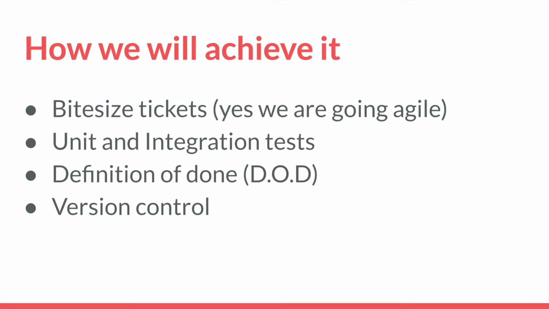So how are we going to do that? Well, we'll work with bite-sized tickets. Yes, we are going agile. We'll be using unit and integration tests, as all robust applications need. We'll go through the definition of done at the end of each ticket to close it off. And most importantly, we'll be using Git for version control.